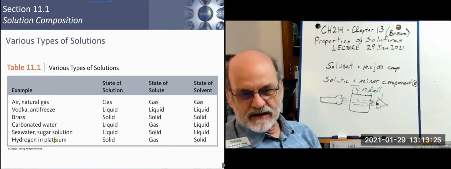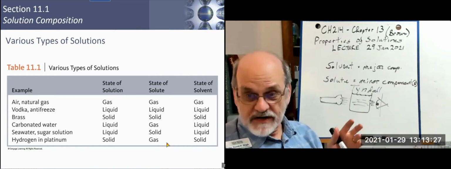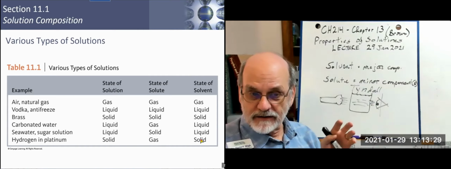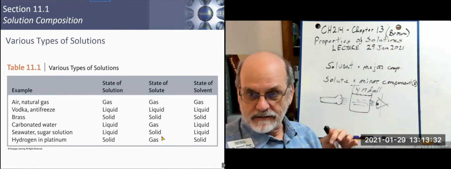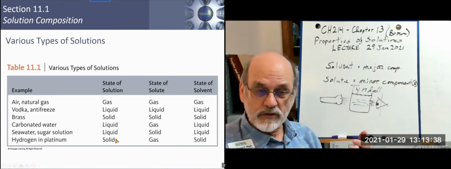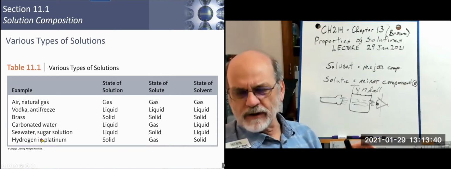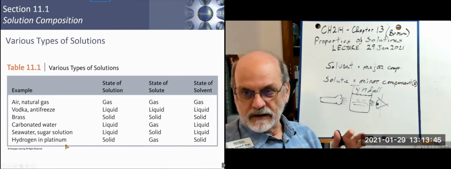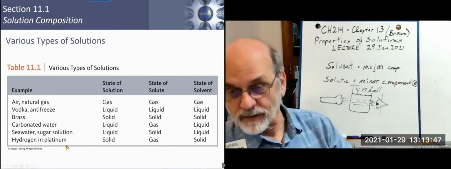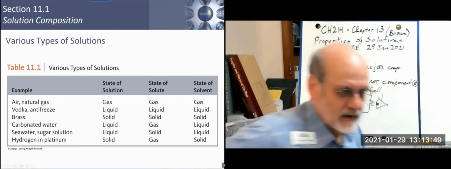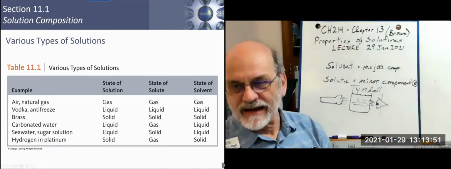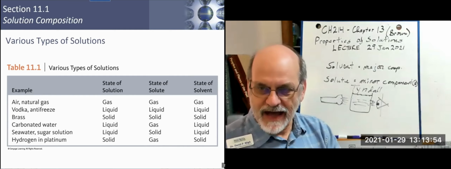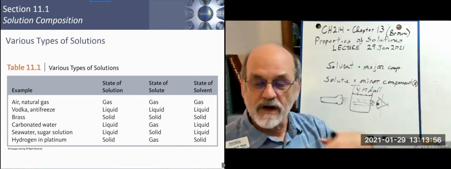And then lastly, strange as it may seem, you could have a solvent that's a solid and a gas dissolved in it. And then, of course, in this case, you have a solid solution. A perfect example of that is hydrogen in platinum. Now, why would we want to put hydrogen on platinum or in platinum? Well, platinum is a catalyst. That is, it accelerates and favors a certain reaction.